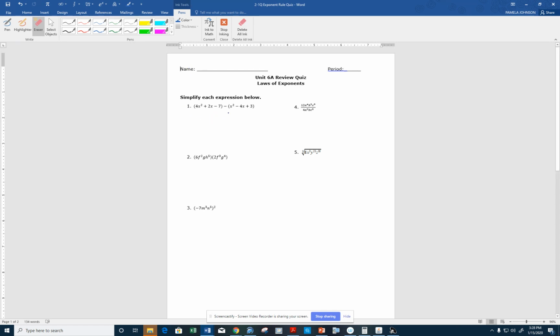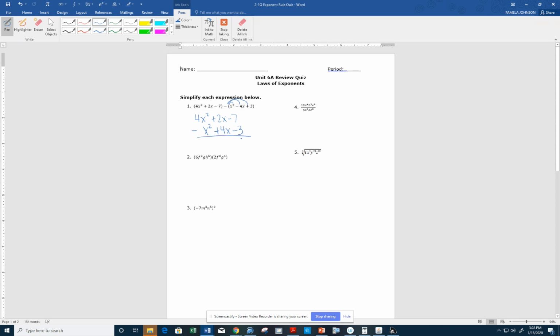Okay, so number one was just a combining like terms problem. We have this negative right here that needs to be distributed to all the terms in this second set of parentheses. So we're going to have 4x squared plus 2x minus 7 from that first set. And the second set, all the signs are going to change. So we'll have negative x squared plus 4x minus 3 because we were multiplying this negative throughout.